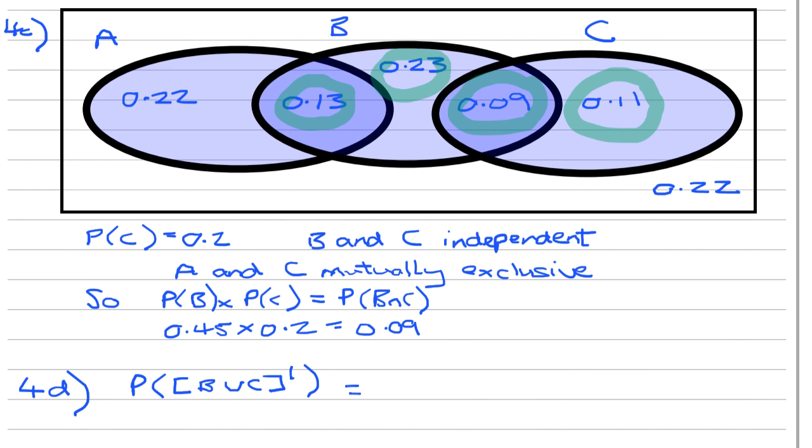So the two that aren't highlighted are the 0.22 on the left and the 0.22 outside. So the answer is going to be 0.22 plus 0.22, which comes to 0.44.